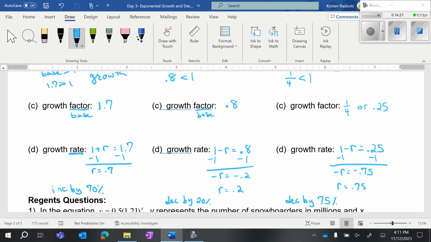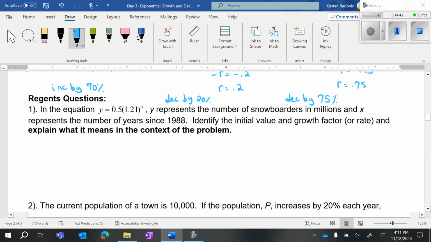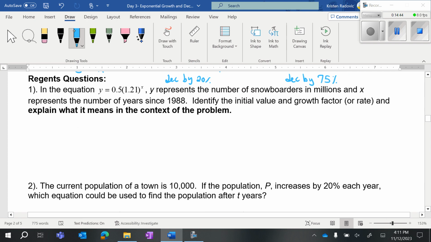So the growth factor tells you if you're increasing or decreasing, whereas the rate tells you how much you're increasing or decreasing by. It's more specific. Let's try the Regents question.